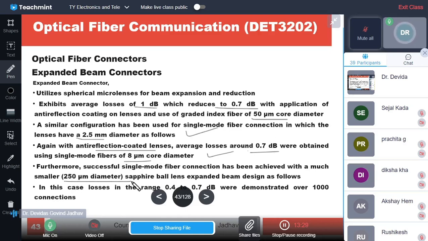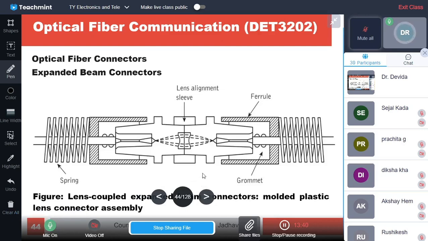Further, a 250 micrometer diameter sapphire ball lens is used, and in this case also the losses range from 0.4 to 0.7 dB for 1000 connections. So one more expanded beam connector assembly is there. Instead of two different lenses, a single lens is used with a lens alignment sleeve.